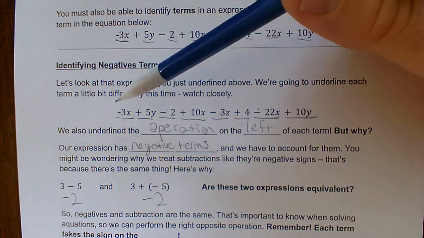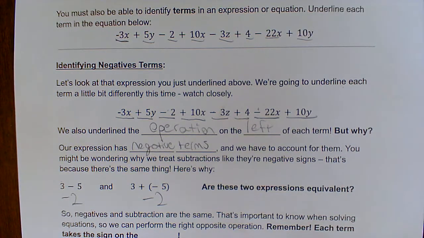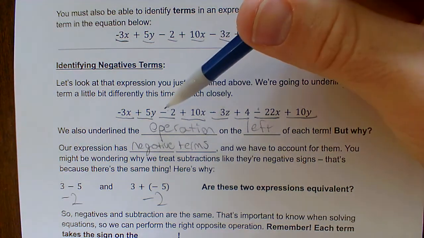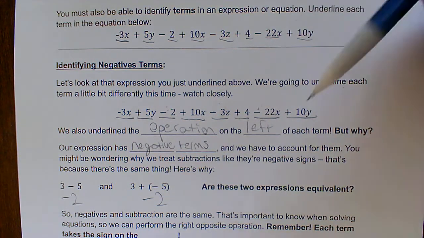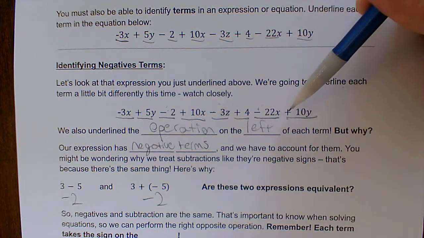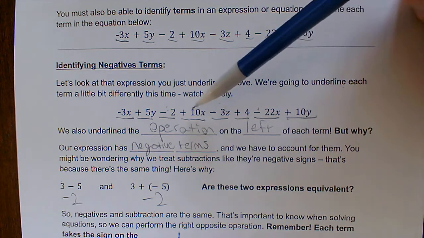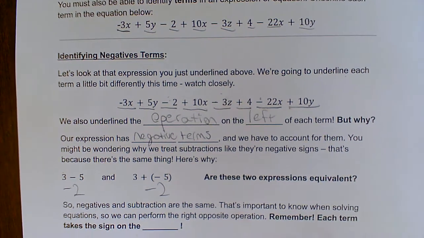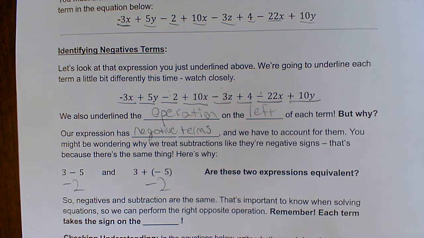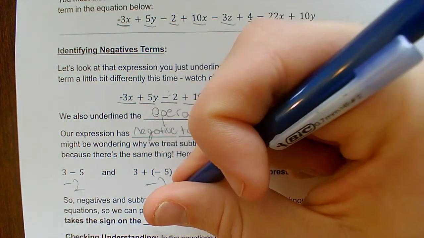So, again, this is a negative 3x. The first term can just have a negative sign. A negative 2, negative 3z, negative 22x. Because this is a plus here, we treat that as a positive 10, or a positive 10x, a positive 5y, and so on. So, negatives and subtraction are the same. That's important to know when solving equations, so we can perform the right opposite operation. Remember, each term takes the sign on the left.